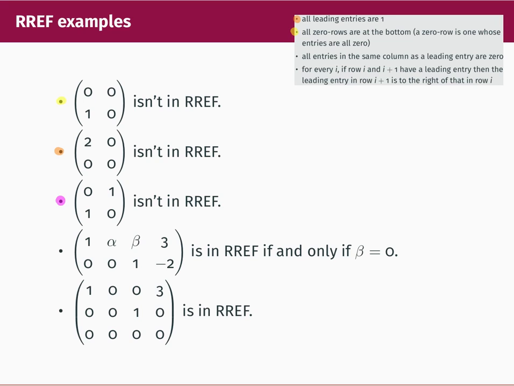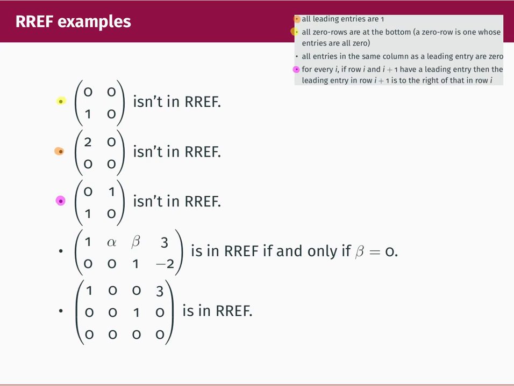Thirdly, again, pause the video, decide for yourself why it's not in row-reduced echelon form. The answer this time is it doesn't obey the 4th condition. The leading entry in row 2 must be to the right of the leading entry in row 1 if your matrix is going to be in row-reduced echelon form. But here, the leading entry in row 2, which happens in column 1, is to the left of the leading entry in row 1.